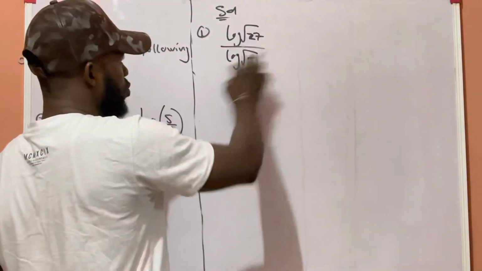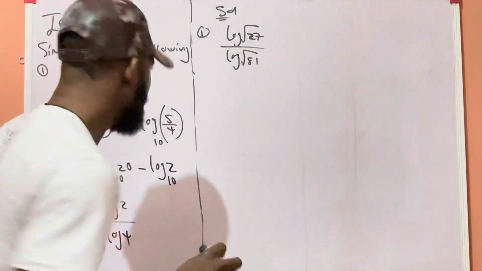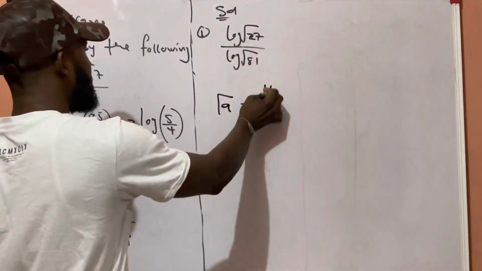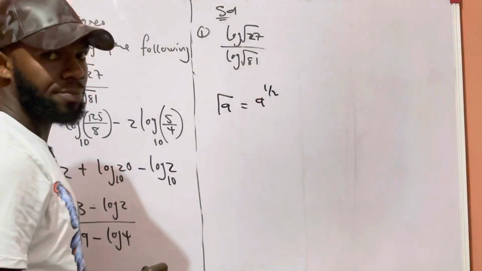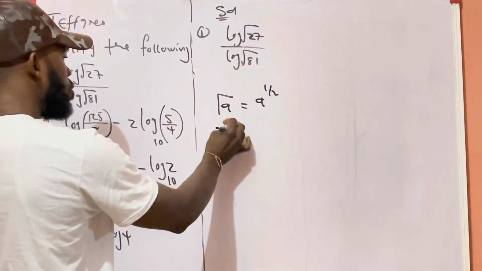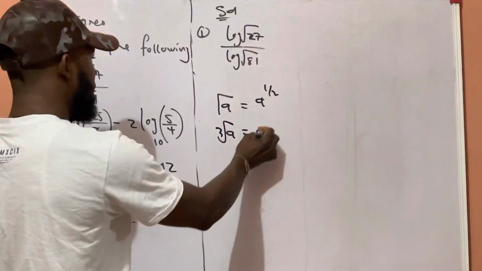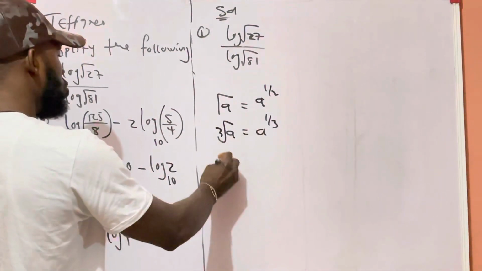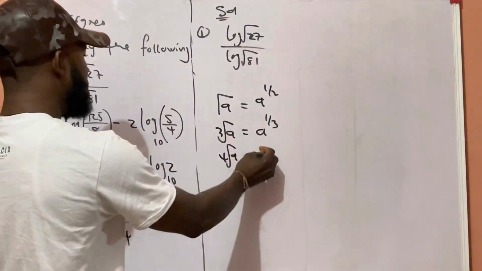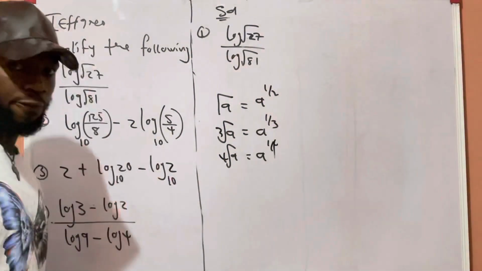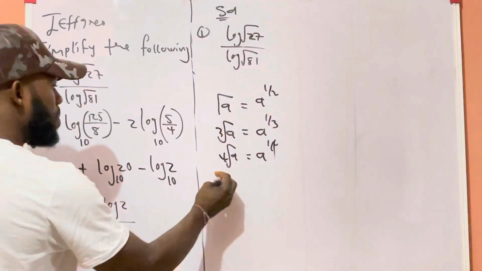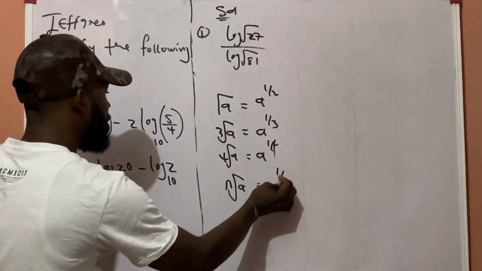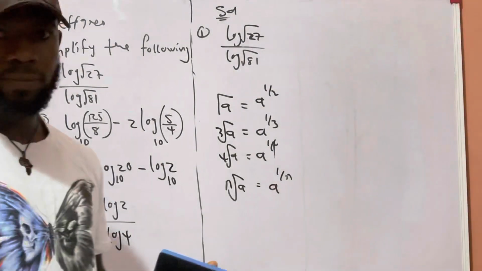We have to remove these roots, and we have to remove these roots. Now, let's see. In mathematics, root A is the same thing as A raised to the power half. Cube root of A is the same thing as A raised to the power of 1 over 3. The fourth root of A is the same thing as A raised to the power of 1 over 4. So what does that mean? It means that the nth root of A is what? A raised to the power of 1 over n.